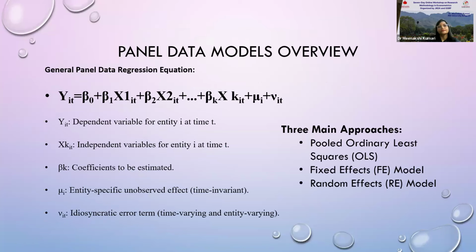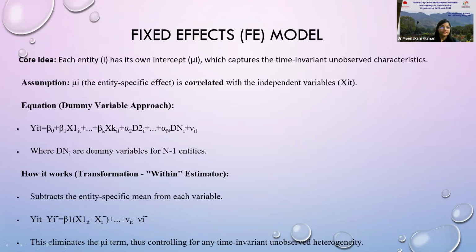Did you see one thing here? With mu i, it's not subscript it that is involved in this model. We have it subscripts everywhere with all the variables, but with mu i, we have only i, not t. It means that it is time invariant, right? So each entity, mu i, has its own intercept, and that captures the time invariant unobserved characteristics.